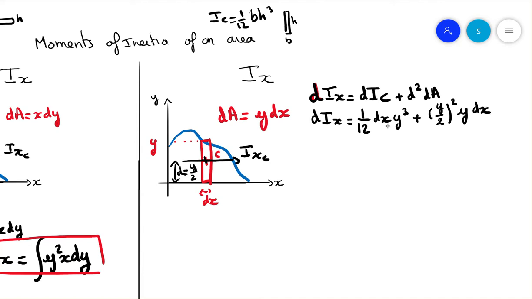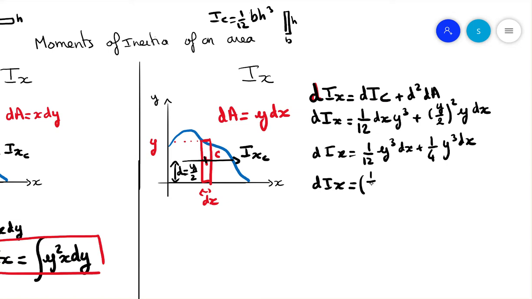And now, in this case, we don't take the cube of dx, we take the cube of y. So we cannot assume that it is 0. So dIx is equal to 1/12 y cubed dx, plus this is 1/4 of y cubed dx. So dIx is equal to 1/12 plus 1/4. It's equal to 1/12 plus 3/12. It's equal to 4/12.